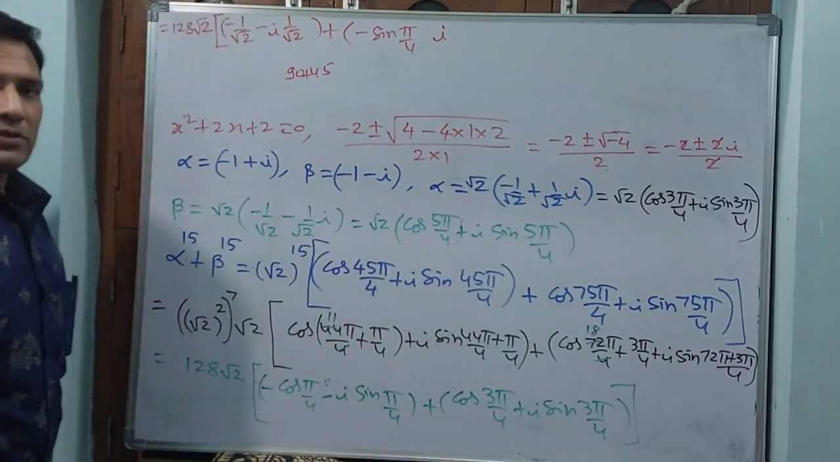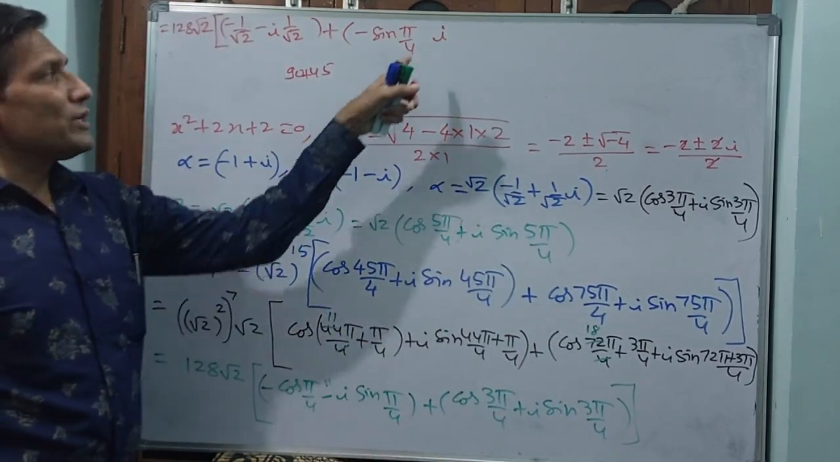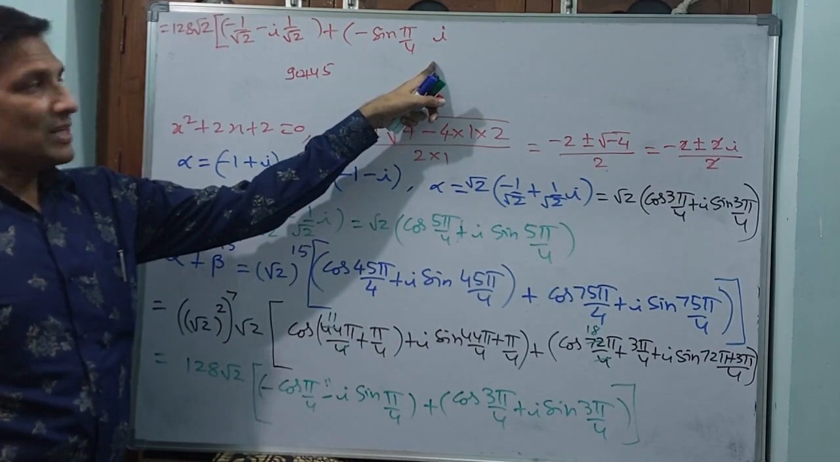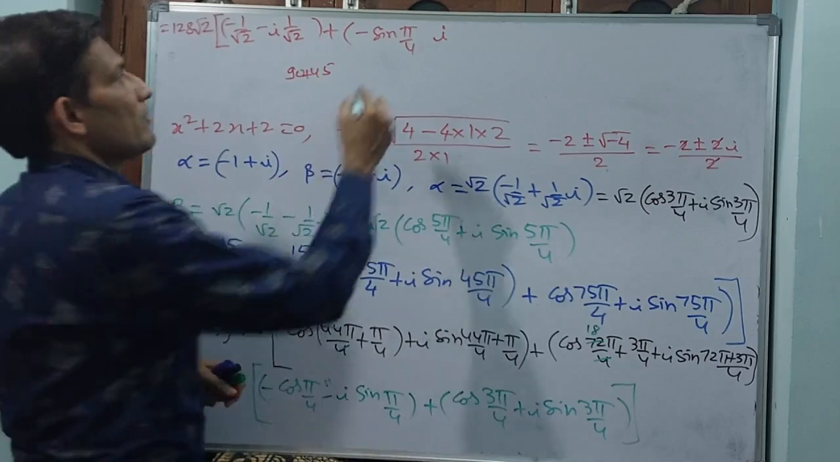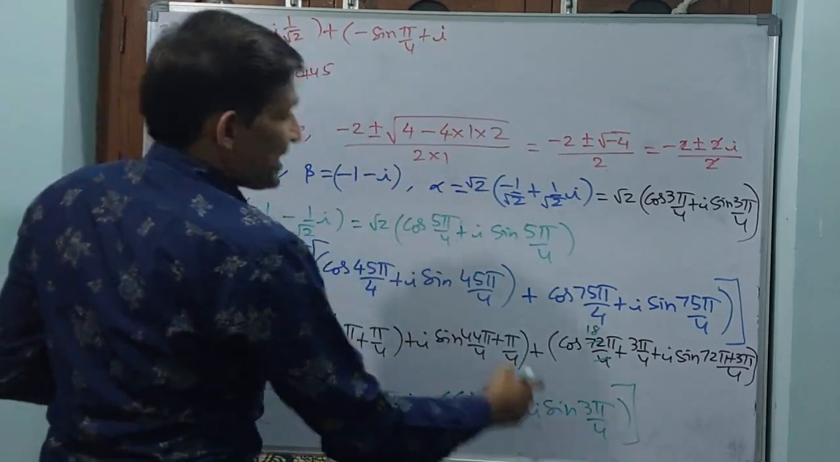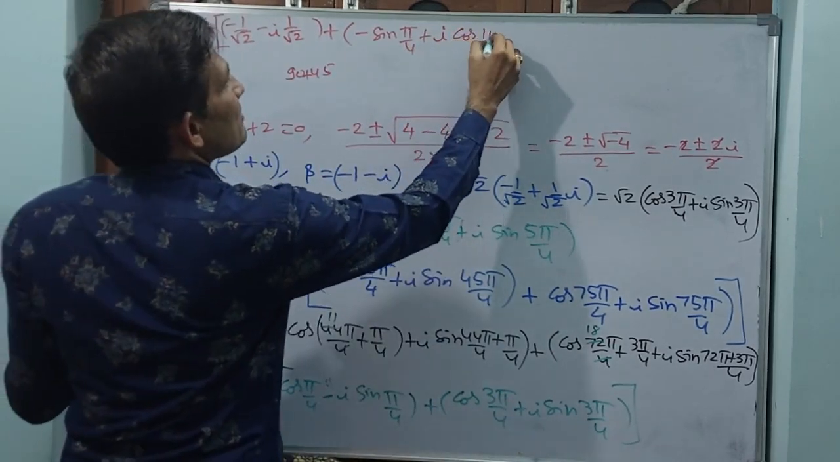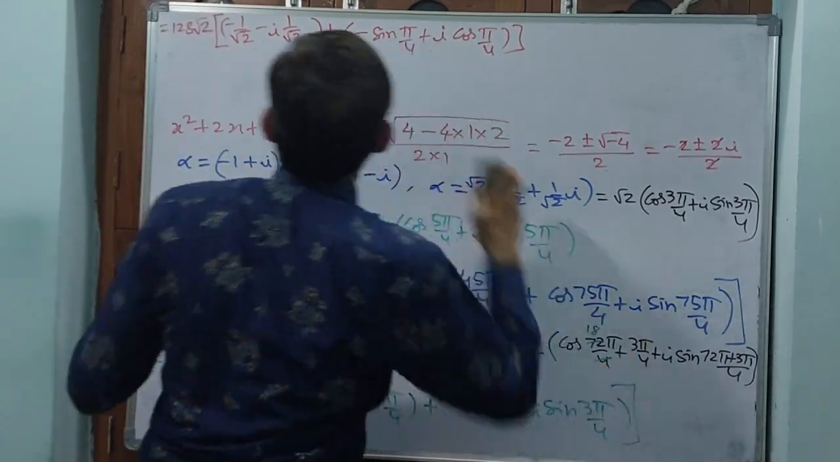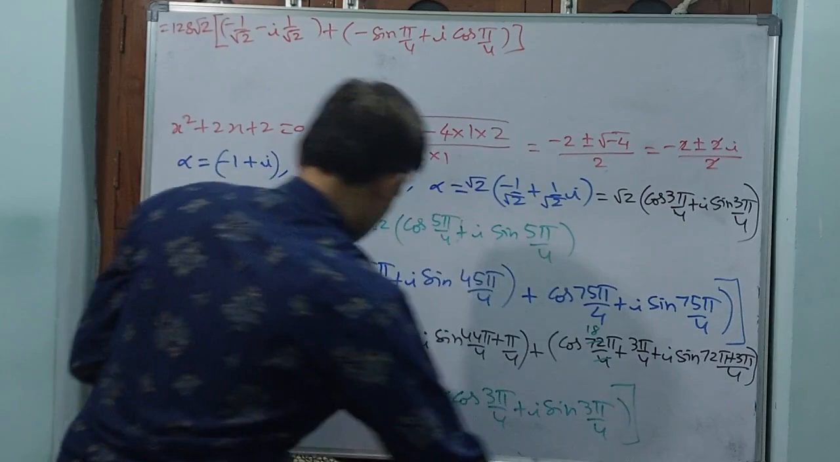Sin 3 pi by 4. Sin 3 pi by 4 means it is going to come in the sine quadrant only. Okay, that is why plus only it is going to happen. But 3 pi by 4 means pi by 4 plus 2 pi by 4, and since 90 is there, cos pi by 4. Cos pi by 4. Okay, and close this. Now we are going to finalize the answer.